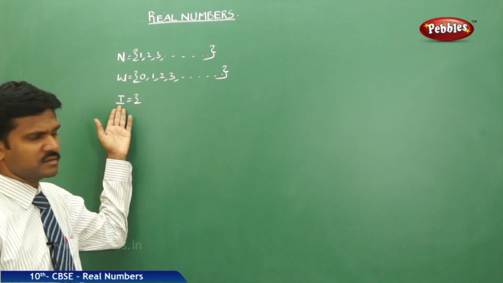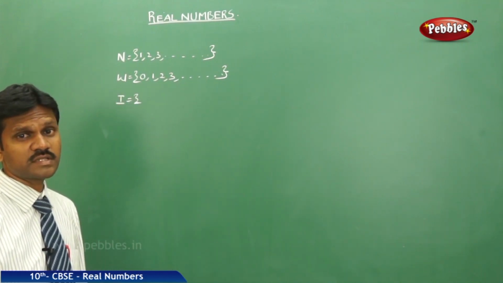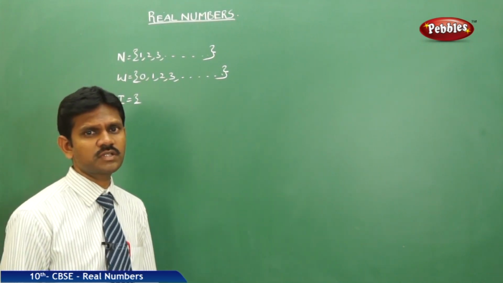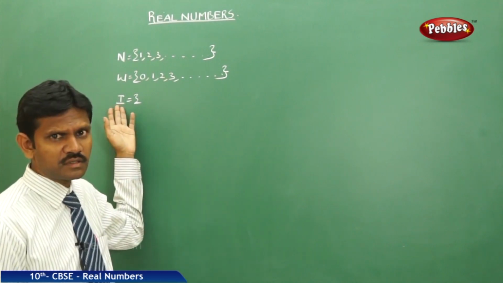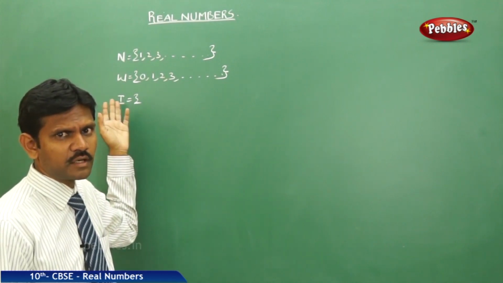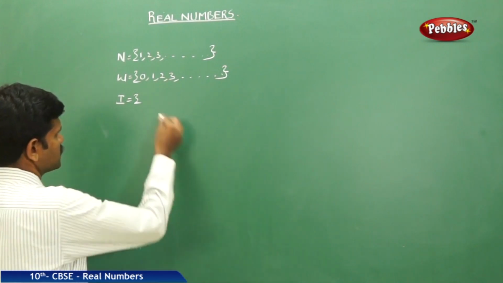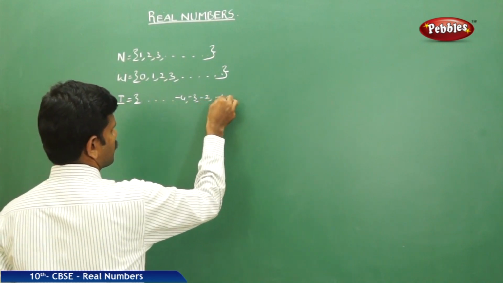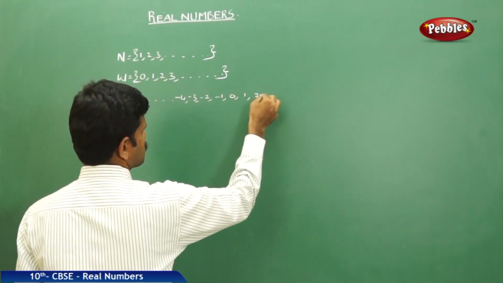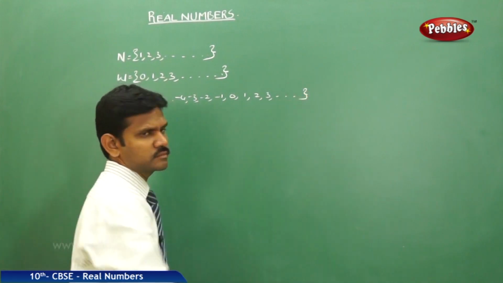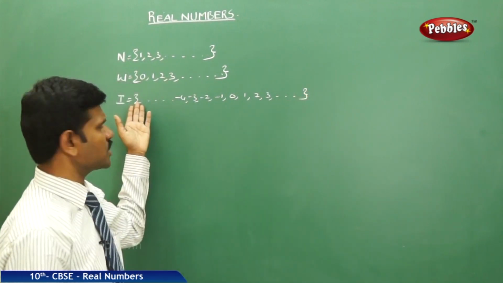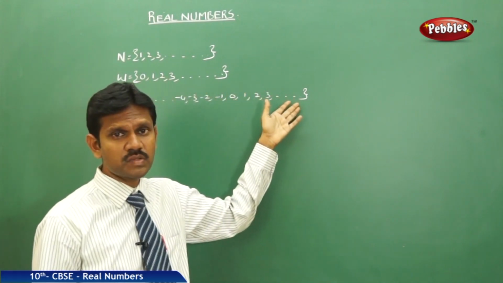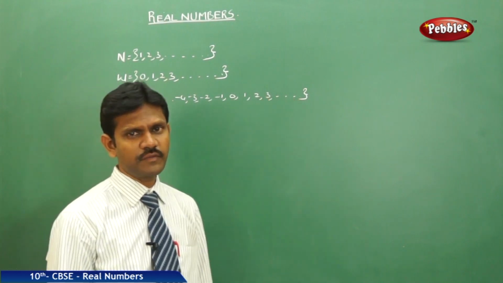Next, the set of integers. How will the set of integers form? The group of negative numbers and positive numbers together with 0 forms the set of integers. Integers are denoted by the letter I or Z. That is, ..., -4, -3, -2, -1, 0, 1, 2, 3 and so on. That means the least number of the integers we cannot define, and at the same time the maximum number of the integers also we cannot define.